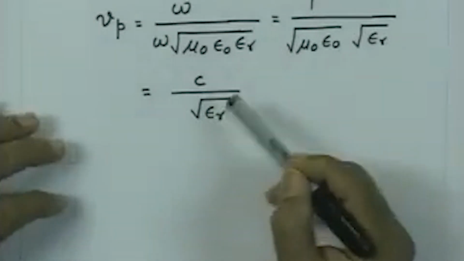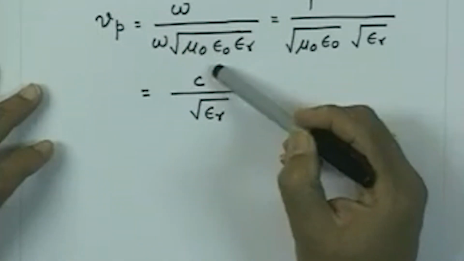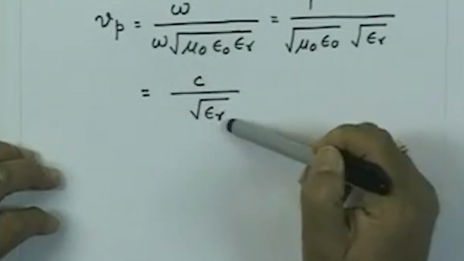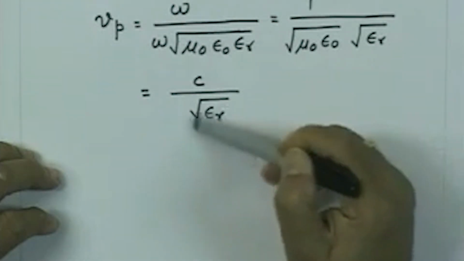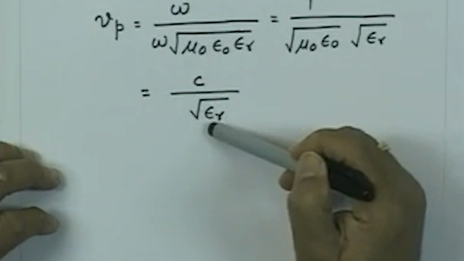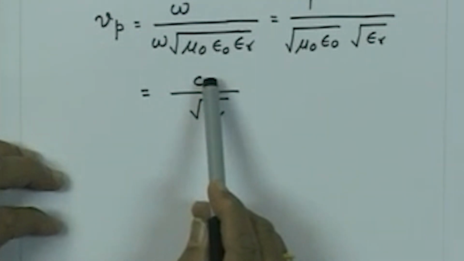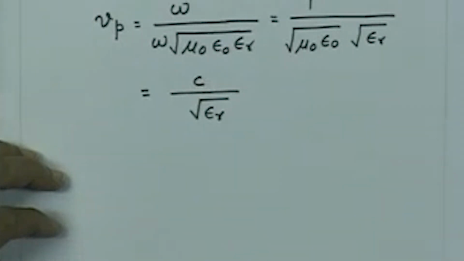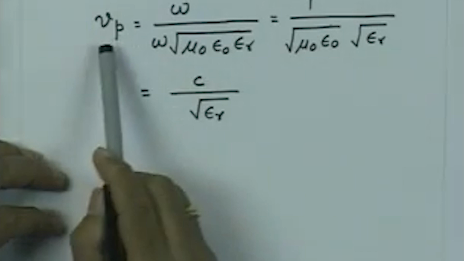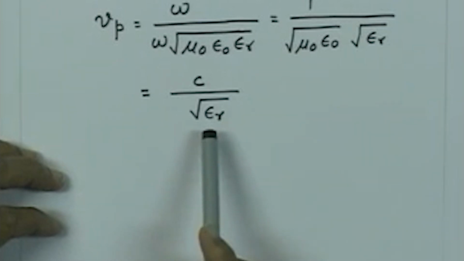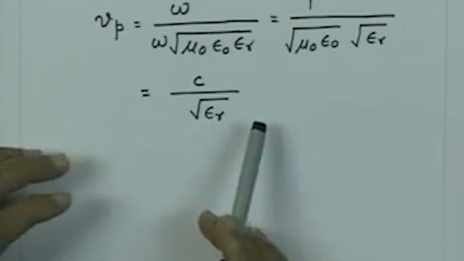So, first thing to note here is that when the electromagnetic wave travels in a medium, it always slows down, because if this quantity is greater than 1, then the phase velocity will always be less than the velocity of electromagnetic wave in free space, which is the velocity of light. So, the velocity of any electromagnetic wave in a dielectric is always less than the velocity in free space.